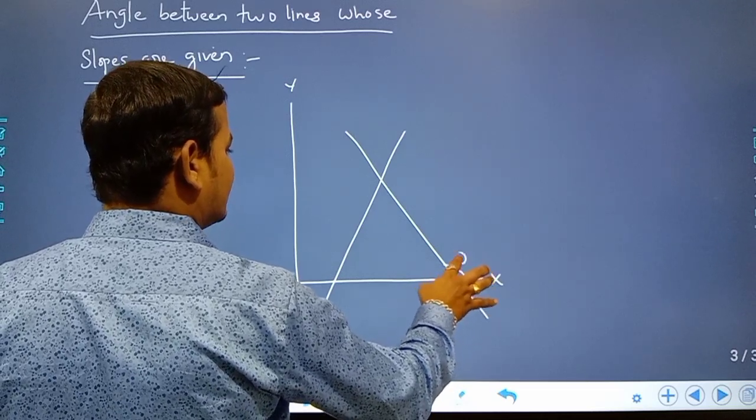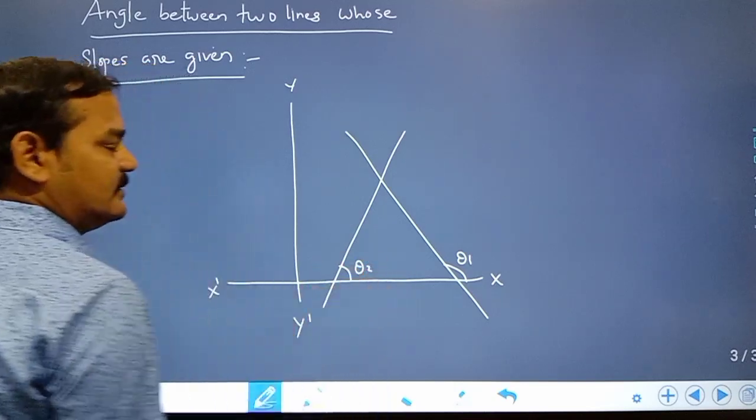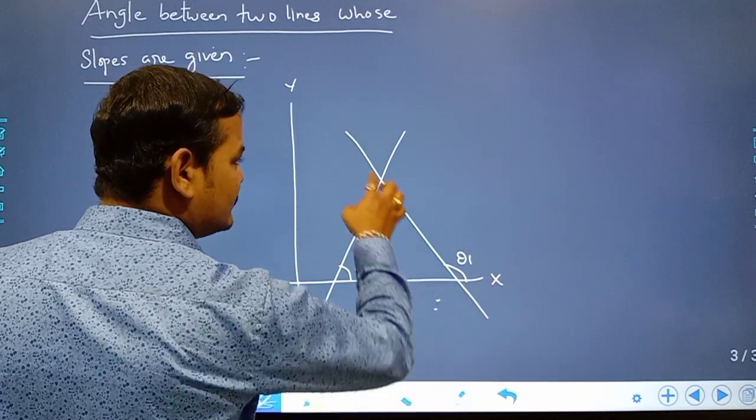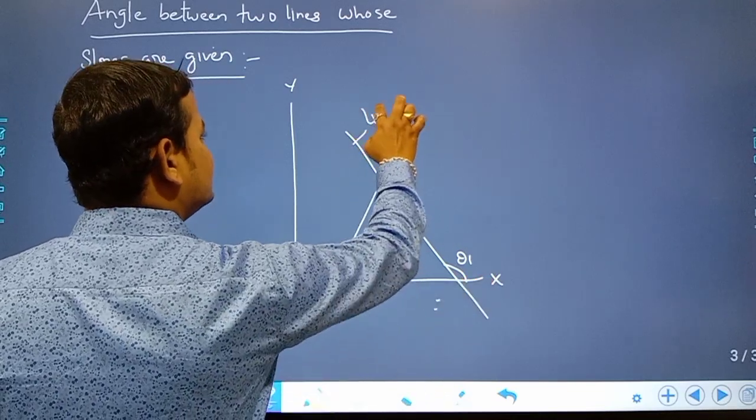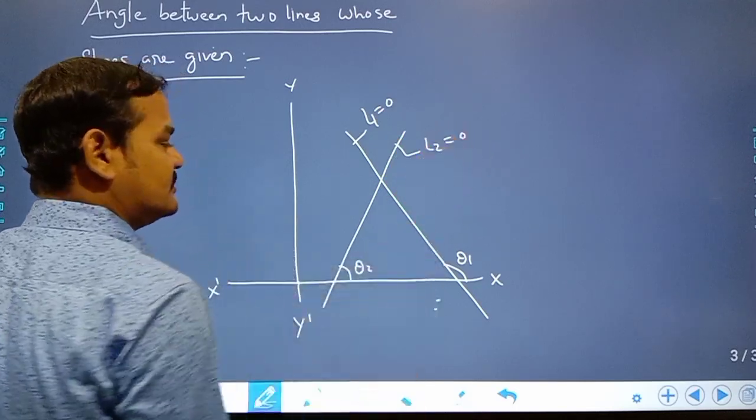This angle we call theta 1, and this angle theta 2. This is the first line L1 is equal to 0. This is the second line L2 is equal to 0.